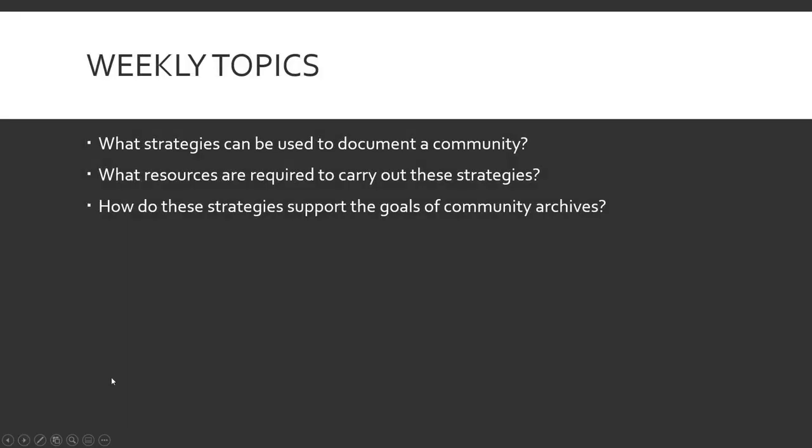So here are our weekly topics for this week. What strategies can be used to document a community? What resources are required to carry out these strategies? And how do these strategies support the goals of community archives, or more generally, the communities that community archives seek to represent?